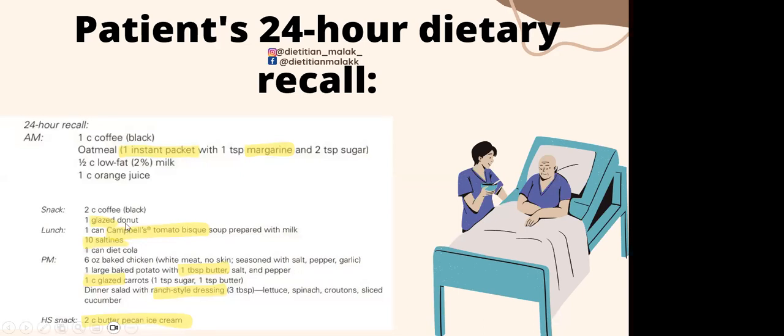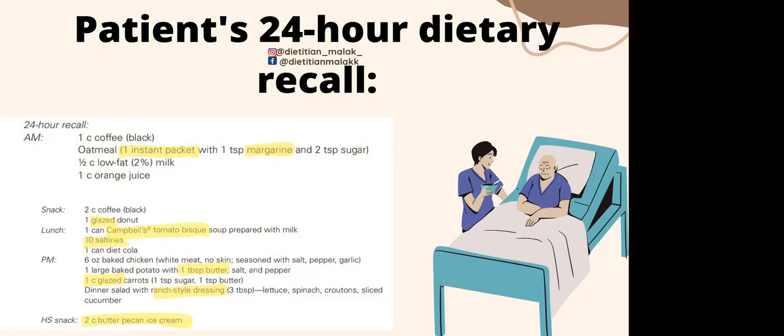Then we have a can of tomato soup. Canned items are also rich in sodium. We've got biscuits, butter, and glazed carrots. We've got a ranch style dressing, which is also rich in fat. And last but not least, they ended their day with 2 butter pecan ice creams. Now, if you look here, it's not only high amounts of fats, but also a lack of vegetables and fruits.